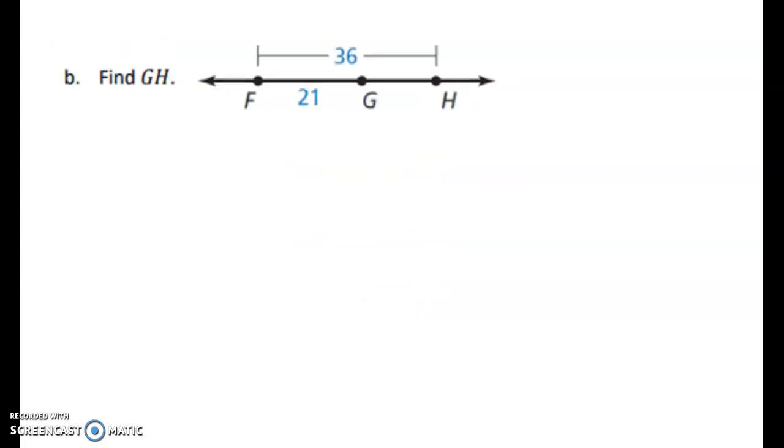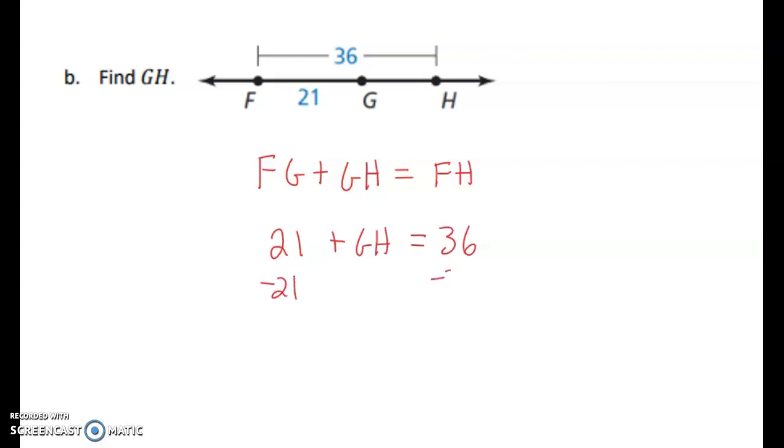Okay, on 3B, I want you to go ahead and tell me what the equation is with the letters F, G, and H using the segment addition postulate. All right, so you should have put down FG plus GH equals FH. Now go ahead and tell me what the equation would be with the numbers in. All right, so FG is 21. We don't know GH, that's what we're looking for, and FH is 36. So now to solve, we're going to subtract 21. So we're going to end up with GH equals 15.